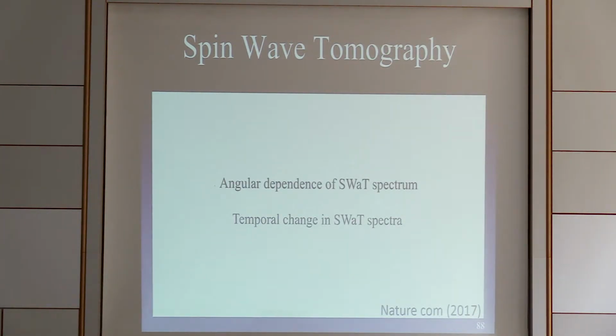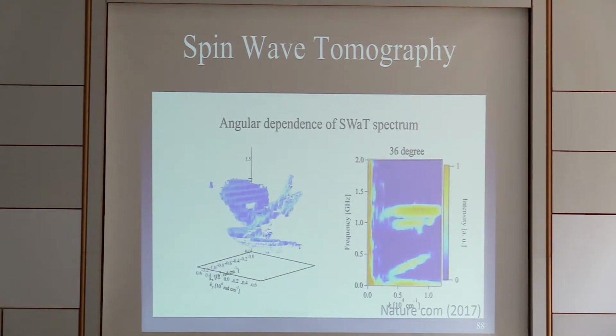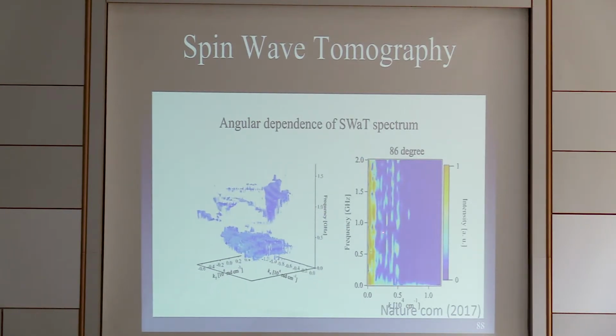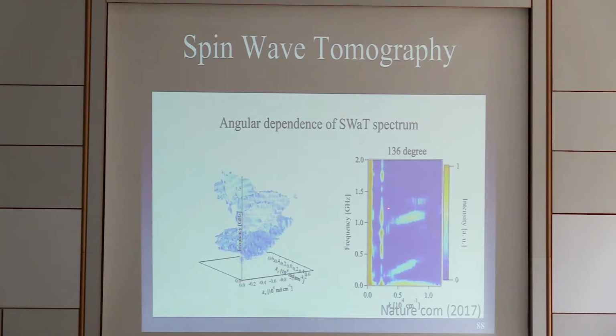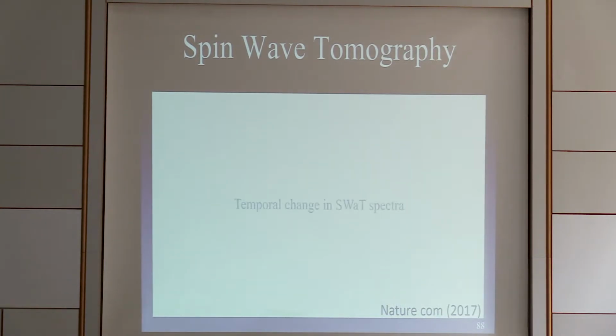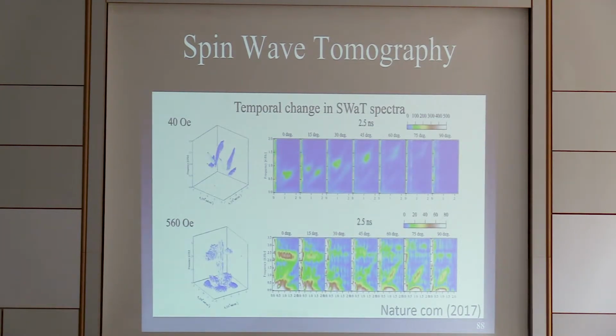Okay, this is the angular dependence. So we can rotate the sample numerically. This is the cross-section, wave vector and frequency. And we can see the magnetic wave here, and this is phonon. This is the manifold of the spin waves. And this is a time-resolved spectrum. This is done by wavelet analysis for the data. So the spectral weight is accumulated at this point.